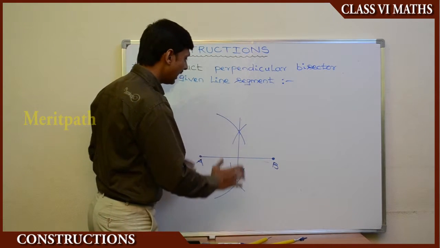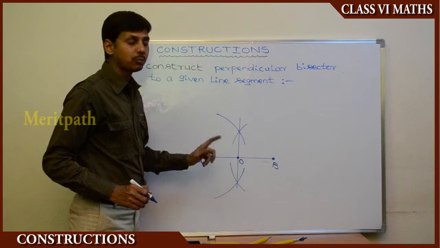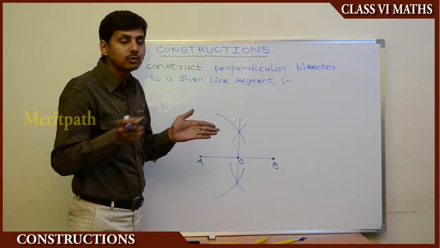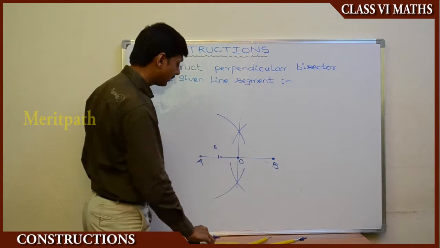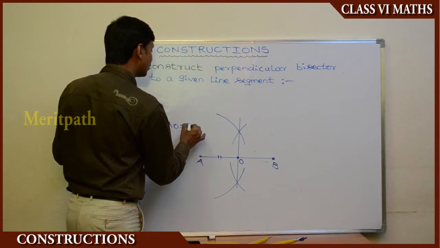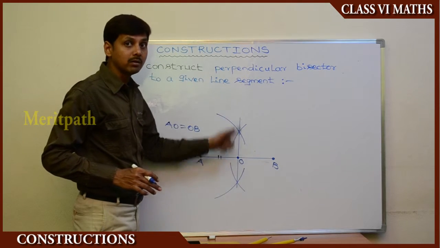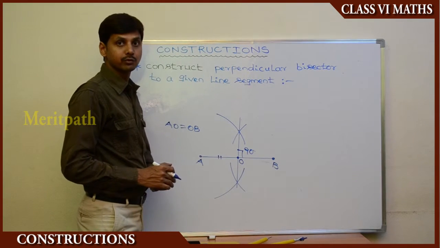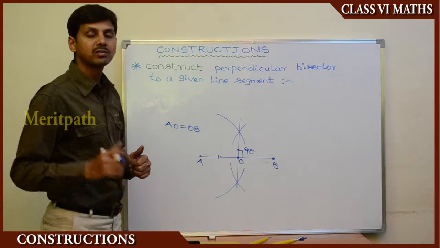The reason is this line is meeting AB at one point, take it as O. This perpendicular line will divide this line segment into 2 equal parts. So for example, this is 5 centimeters and this is also 5 centimeters. Then AO is equal to OB. The 2 equal parts AO and OB will be equal, and the line we have drawn will make 90 degrees with AB. That's the reason we call it perpendicular. So this is the process to construct a perpendicular bisector.